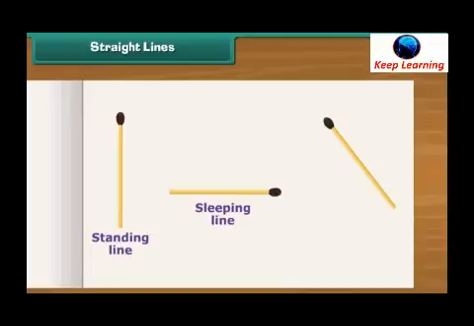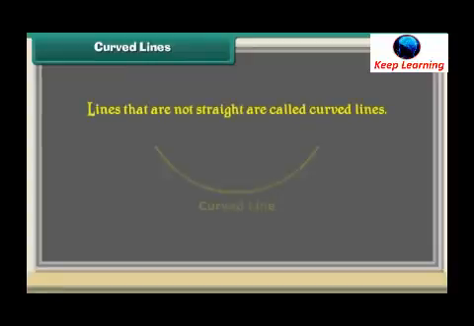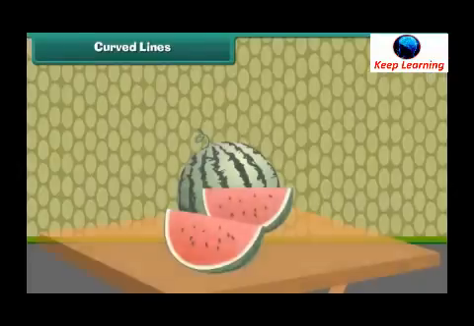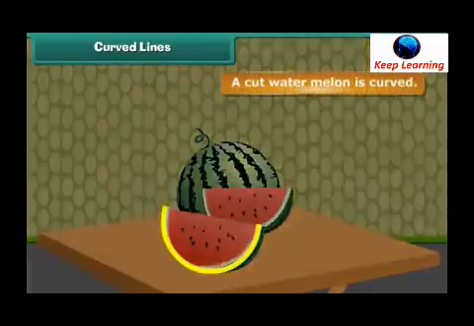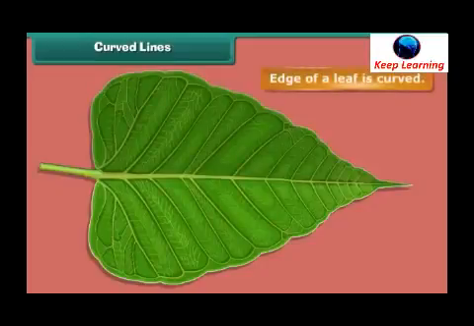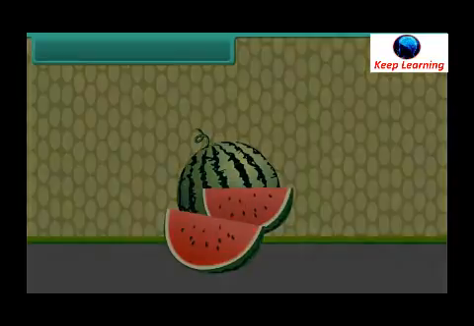Slanting matchsticks make slanting lines. Curved lines. Lines that are not straight are called curved lines. A cut watermelon is curved. Edge of a leaf is curved.